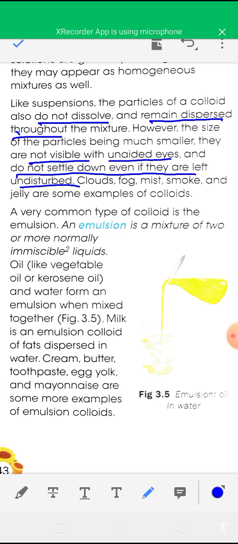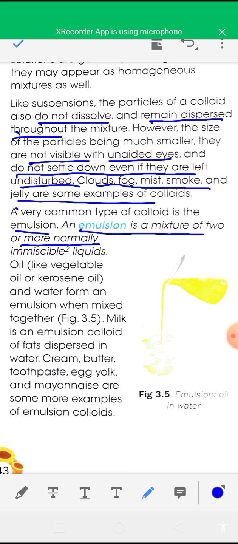Now see examples of colloid: clouds, fog, mist, smoke, jelly. These are examples of colloid. A very common type of colloid is emulsion. Emulsion is a common type of colloid, and emulsion is a mixture of two or more normally insoluble liquids. You have to remember the term, what is emulsion. Emulsion is a mixture of two or more insoluble liquids. Okay.